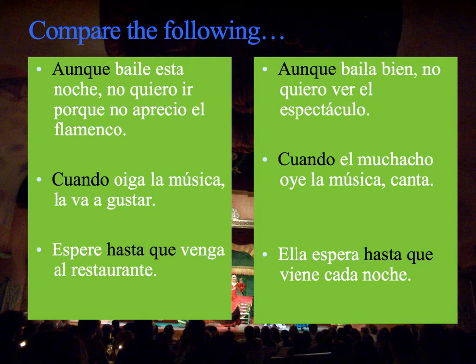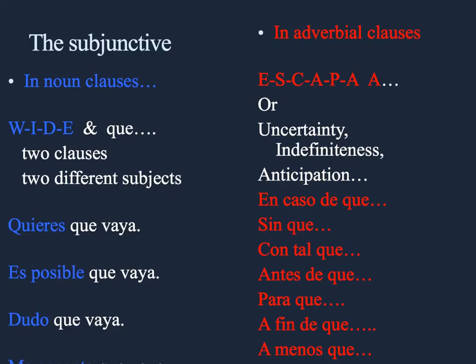Ella espera hasta que viene cada noche. She waits until he comes each night. So with cada noche especially, that implies, oh, that's what she always does. So there's no uncertainty about it. Okay, so even though the sentences, once again, if you look at the pairing of sentences, they look so similar, the sentences on the left imply something uncertain or anticipated, yet to happen.